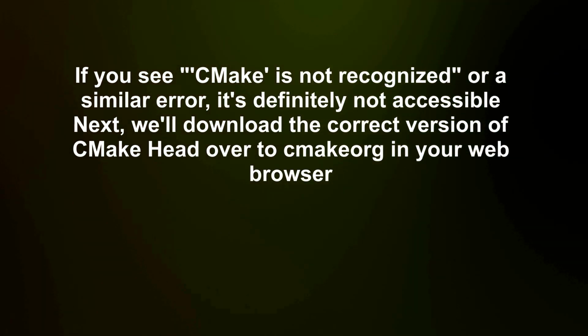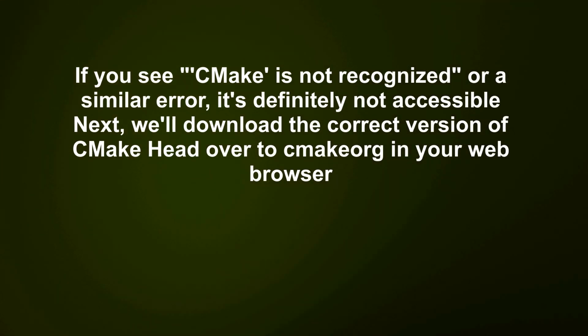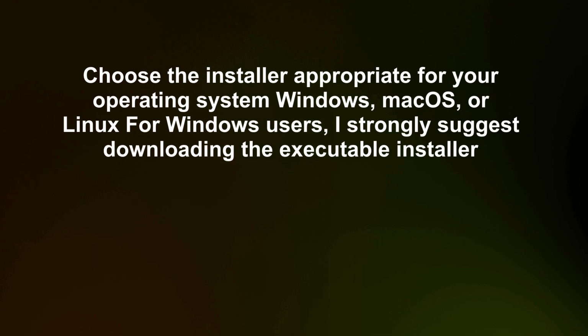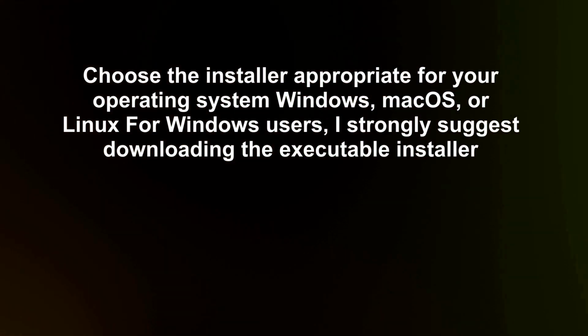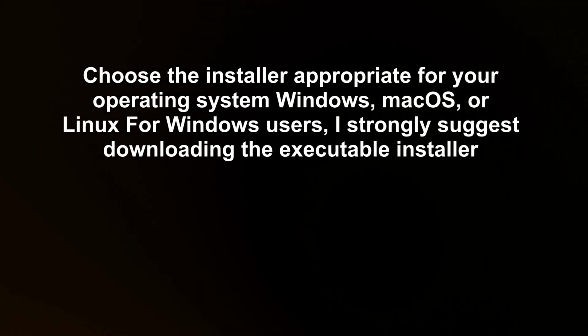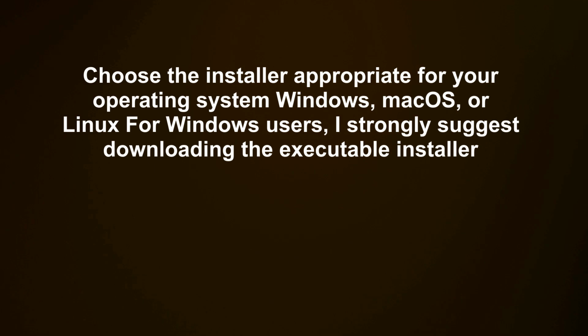Next, we'll download the correct version of CMake. Head over to cmake.org in your web browser. Choose the installer appropriate for your operating system: Windows, macOS, or Linux. For Windows users, I strongly suggest downloading the executable installer.